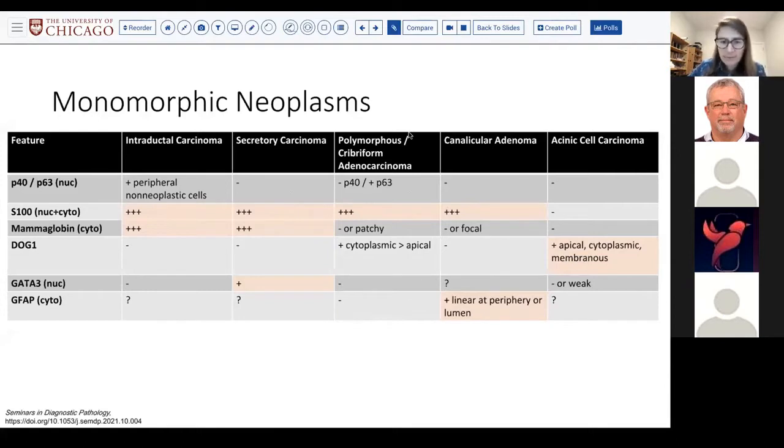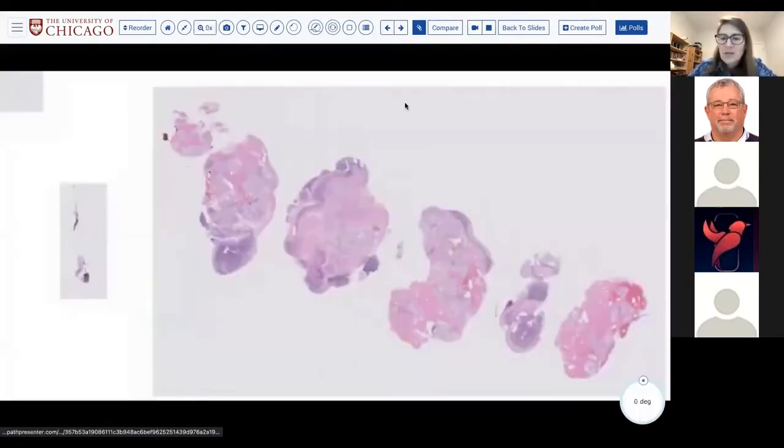The location is very good for polymorphous. Remember, it's no longer PLGA, no longer polymorphous low grade. It's polymorphous, comma, give a grade, right? Because these could be low and these could be high. This is certainly a morphologically low grade neoplasm. So this is a polymorphous of palate. P40 is your friend. Okay.